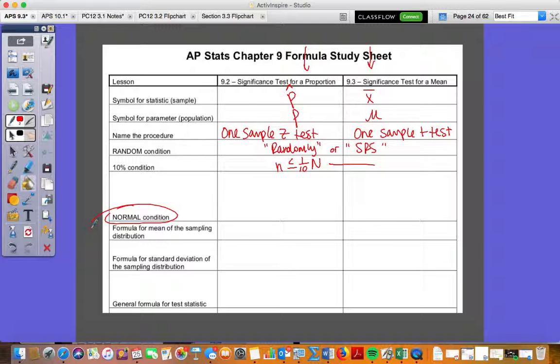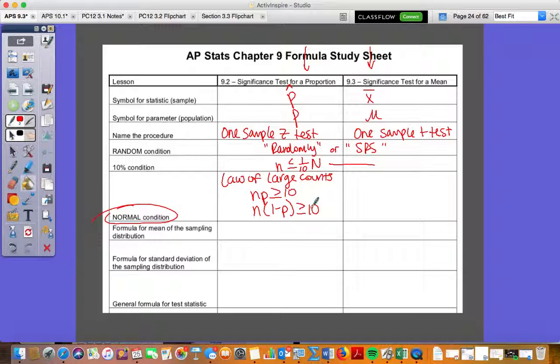The normal condition for proportion world would stem from what? Law of large counts. Law of large counts, good, which is what, Ryan? What's the law of large counts again? n times p is greater than or equal to 10, and n times 1 minus p is greater than or equal to 10. Good work. And that's how we would put down our normal condition.